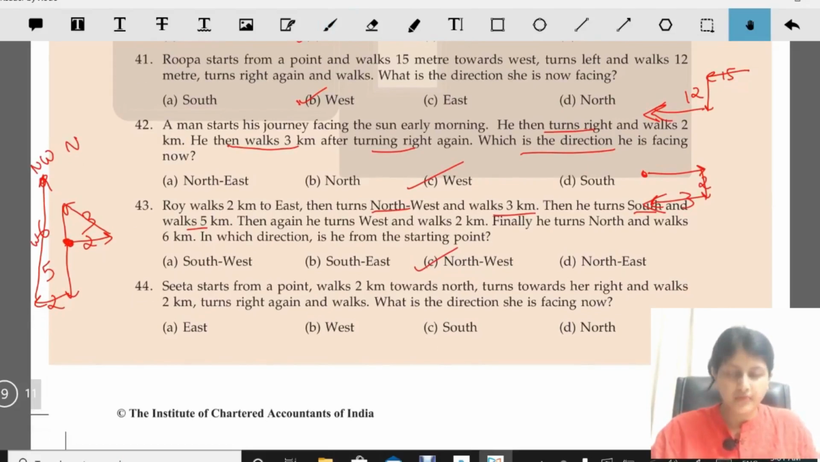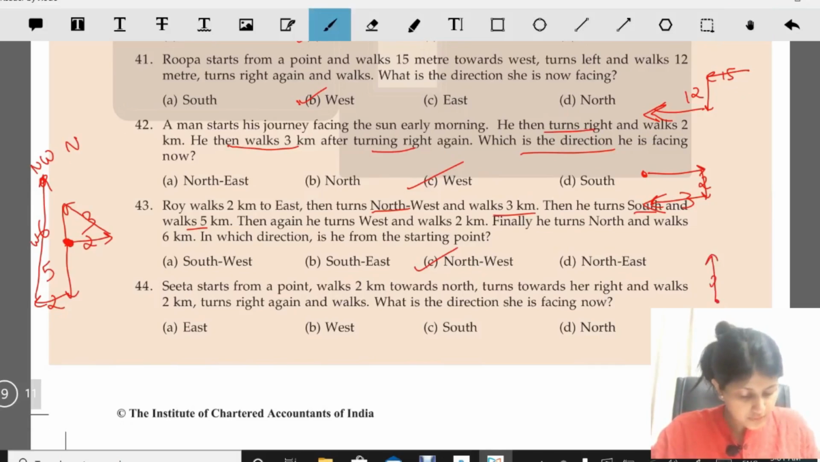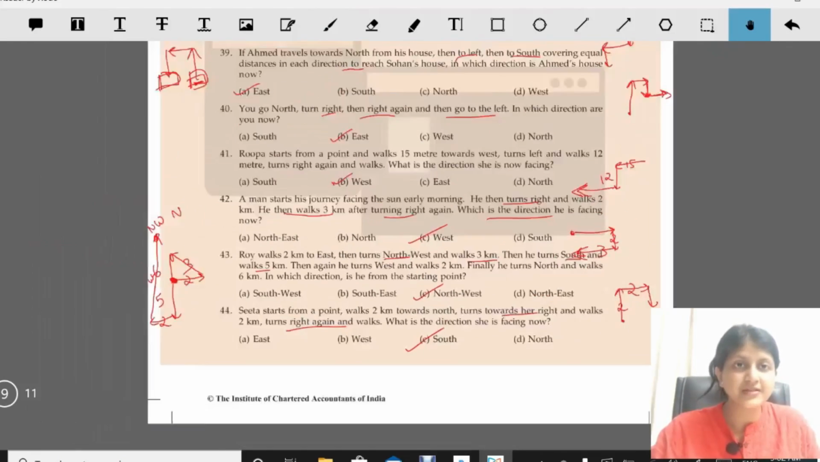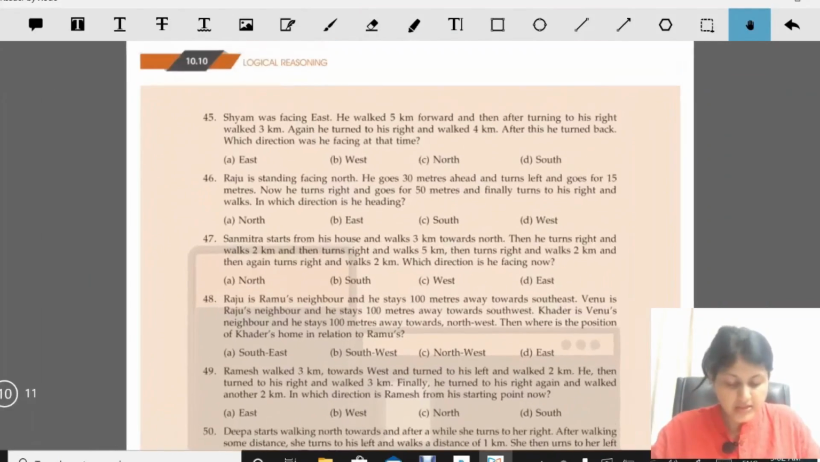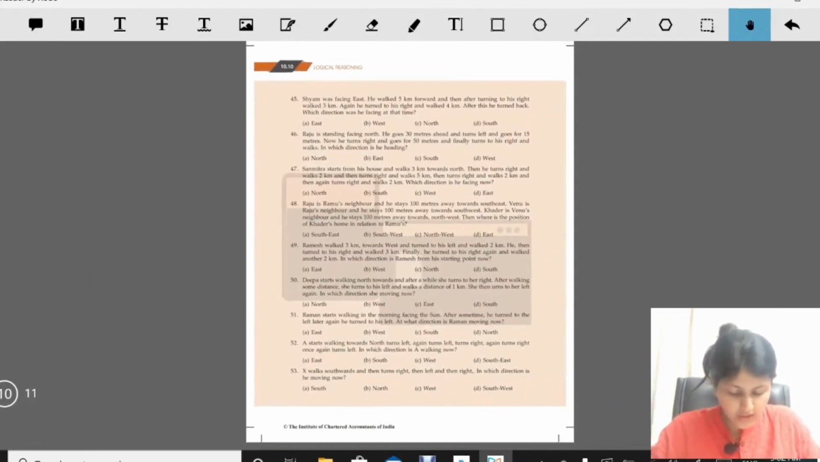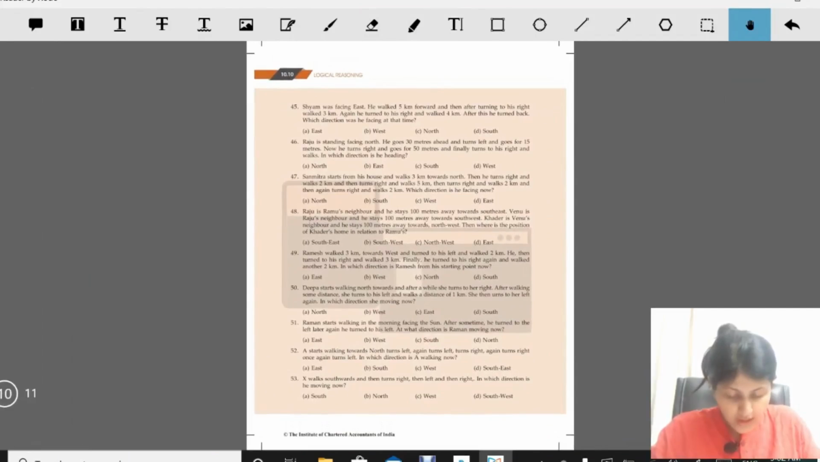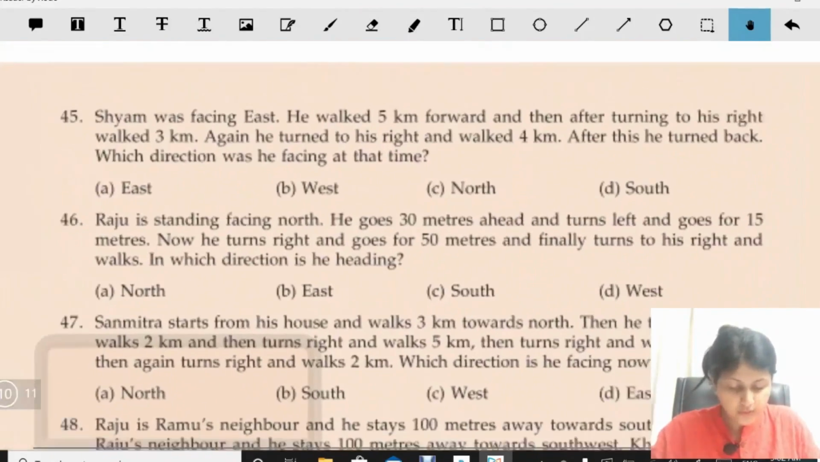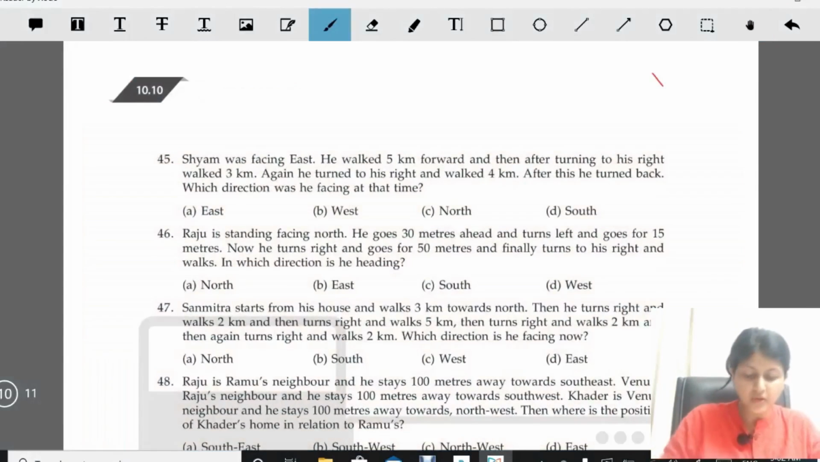Question 44. Sita starts from a point, walks 2 kilometers towards north, turns towards the right and walks 2 kilometers, turns right again and walks. What is the direction she is facing now? So she is facing which direction now? She is facing south. Okay, so again you can pause the video and start solving from question number 45 to 54. Okay, please start solving the questions.